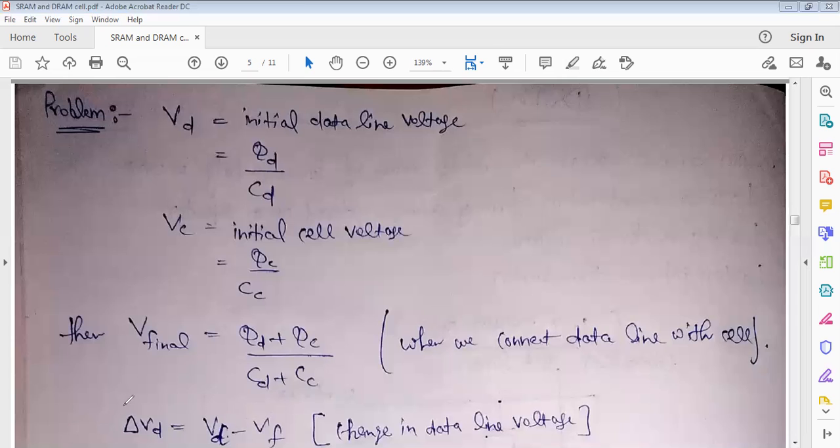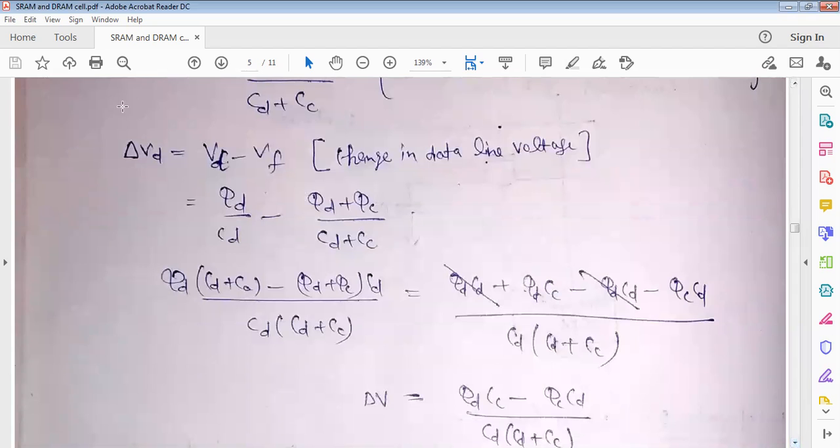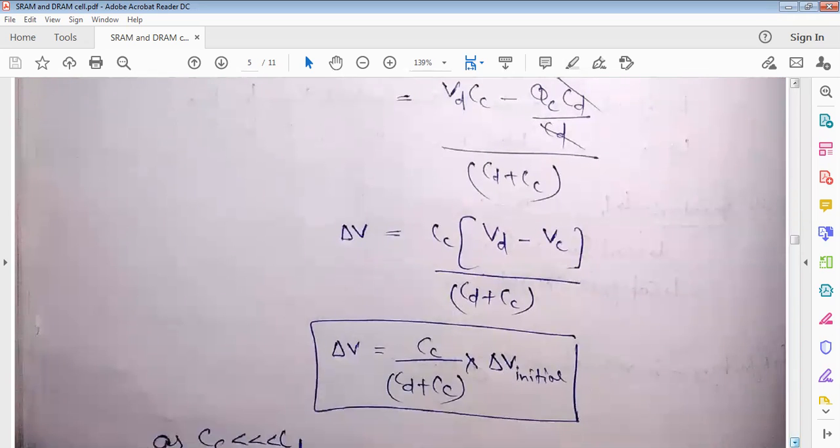So the difference between the voltages will be VD minus VF. If you need to find this voltage difference, delta VD, just put the values here. After calculation, that difference delta VD will come out to be like this.